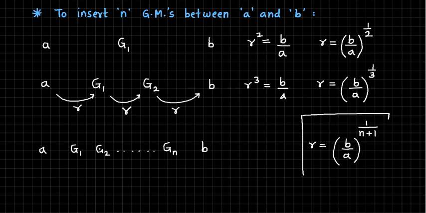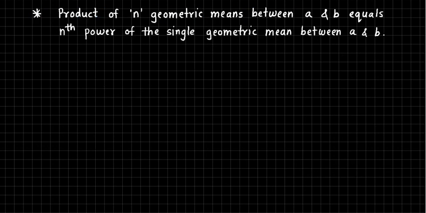So this is the required formula, and once we get the common ratio using this formula, we can easily calculate all the required geometric means simply by multiplying the first term by r to get g1. Now to g1 you again multiply to get g2, and so on. Now similar to arithmetic means, let us see the property of geometric means, that is the product of n geometric means between the two numbers a and b equals the nth power of the single geometric mean between a and b. So this is very much analogous to what we saw in arithmetic means also.